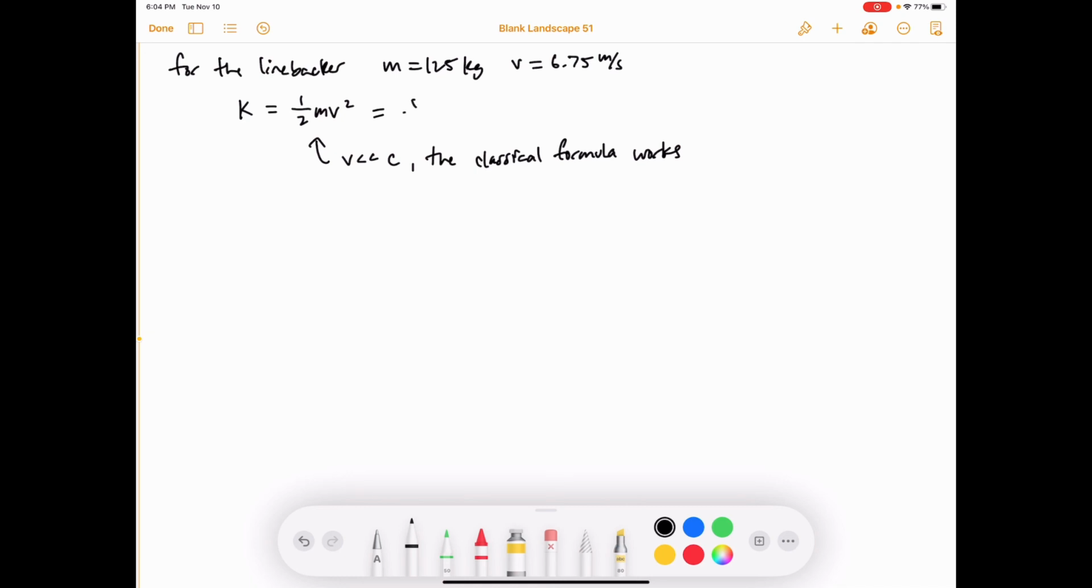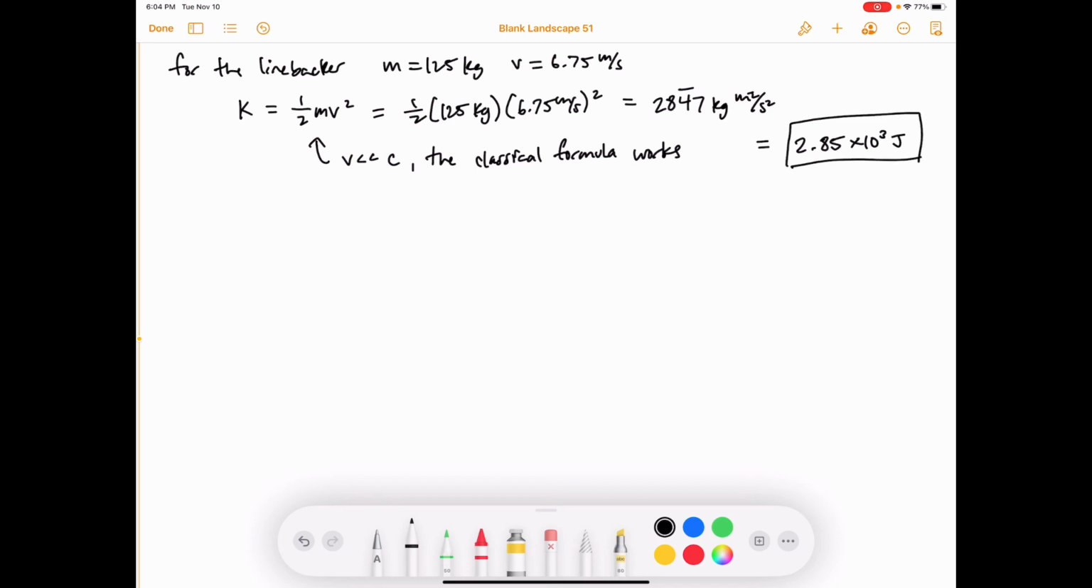And so we have 1/2 times 125 kilograms times 6.75 meters per second, squared. That would be the kinetic energy of this linebacker, which is 2,847 kilograms meters squared per second squared. We'll actually keep 3 sig figs on that. So the kinetic energy is about 2.85 times 10 to the 3 joules. So this is kinetic.